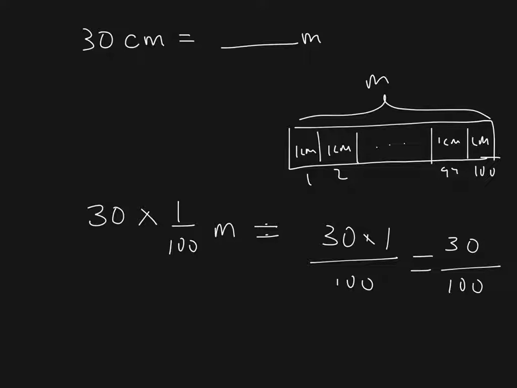And of course, we need to put it in simplest form. And that means that we can divide both the top and the bottom by 10. And 30 divided by 10 is 3. And 100 divided by 10 is 10. And so our answer is going to be 3/10 of a meter. 30 centimeters equals 3/10 of a meter.